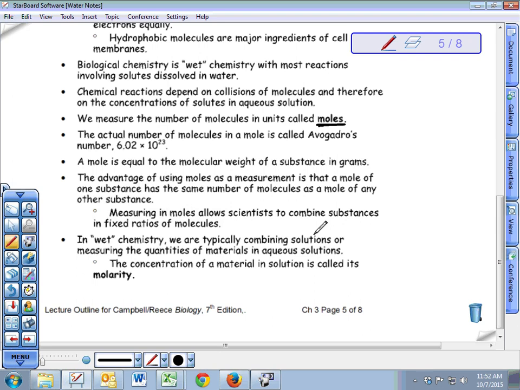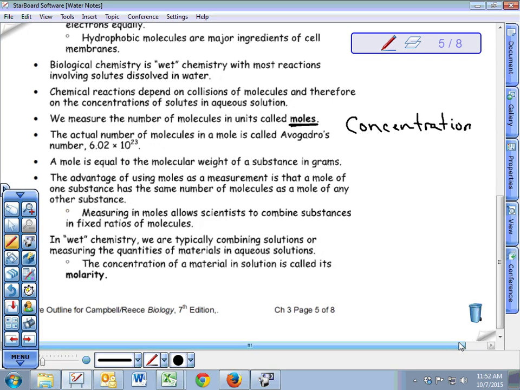When you make a solution of something, you need to know how concentrated that solution is. Concentration of a solution is measured in molarity. Molarity is how many moles per liter of that substance is in there.